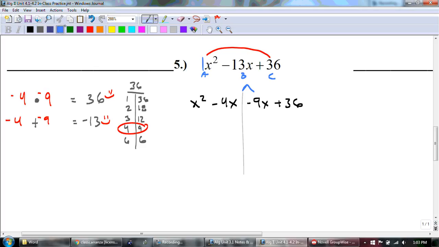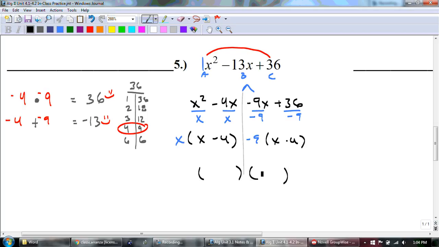So go ahead. The GCF of our first group is an X. The X goes out front, and we get X minus 4. Take the GCF out of the second group, which is a negative 9, and we get X minus 4. So X minus 4 is one of them because they match, and then our other one is X minus 9.